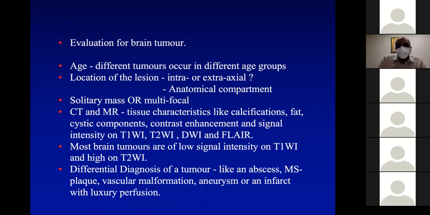When we evaluate for brain tumor, the important points to consider is the age, the location of the lesion. Is it intraaxial, extraaxial, or which anatomical compartment? Is it a single mass or a multifocal mass, and these characteristics on CT and MRI. Most brain tumors are of low signal intensity on T1 weighted images and high on T2. The differential diagnosis of a tumor would be an abscess, an MS plaque, vascular malformation, aneurysm, or an infarct.